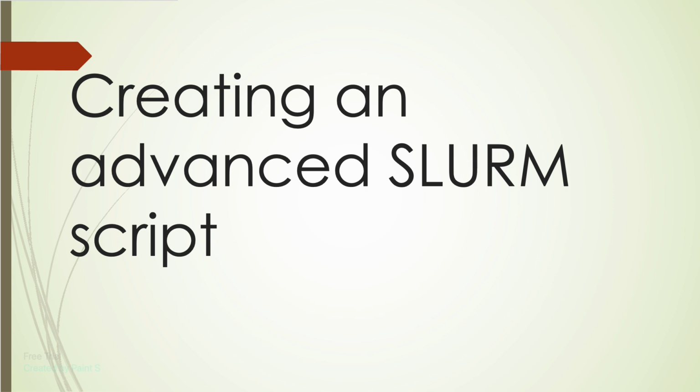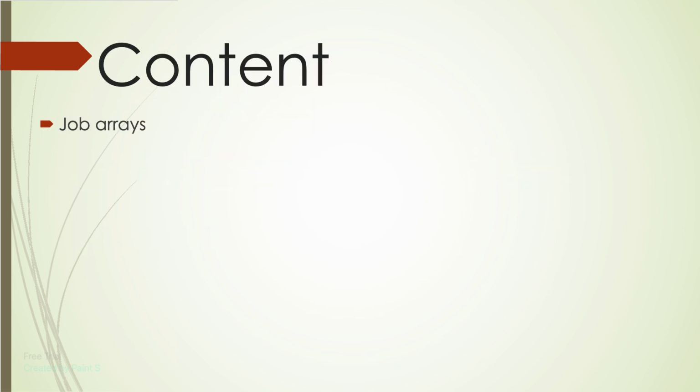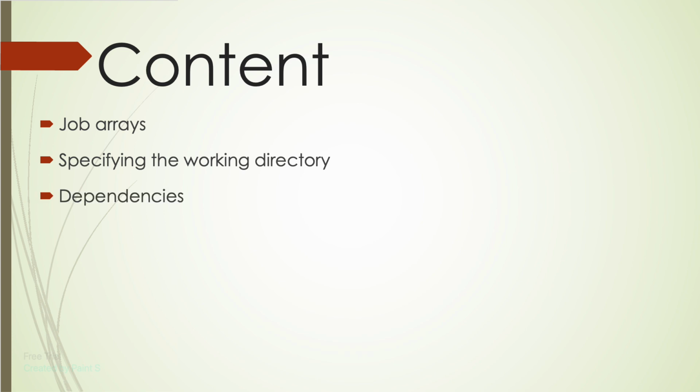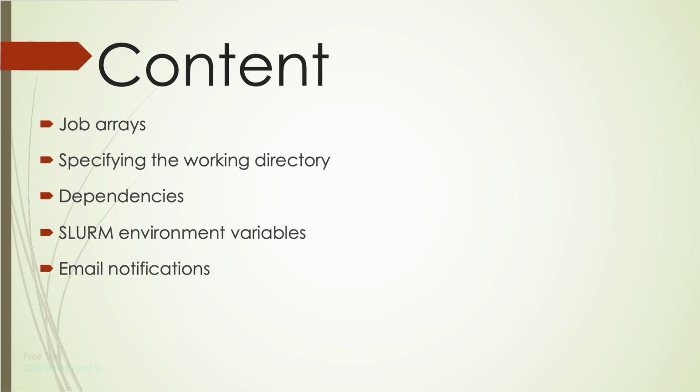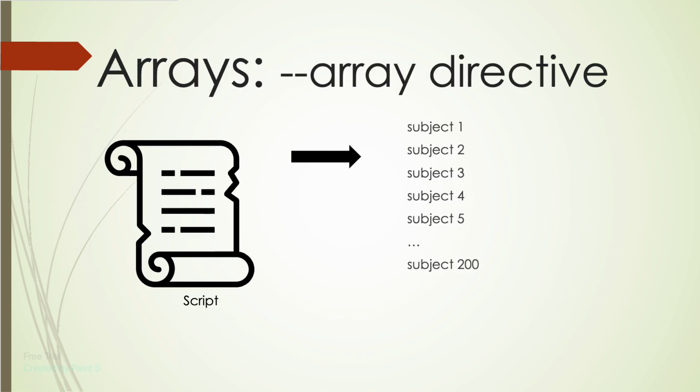In this video, I will explain how to use other, more advanced SLURM directives to have better control over the jobs that you want to submit to the cluster. I will explain how to create job arrays, specify the working directory of the batch script, how to create dependent jobs. I'll add some comments about SLURM environment variables. And finally, I will explain how to receive email notifications.